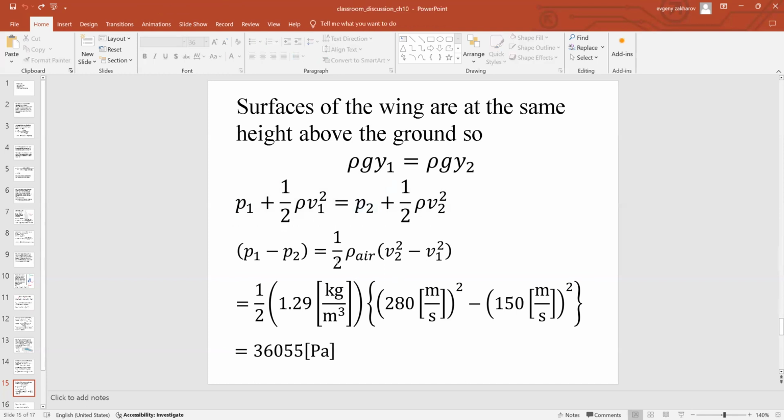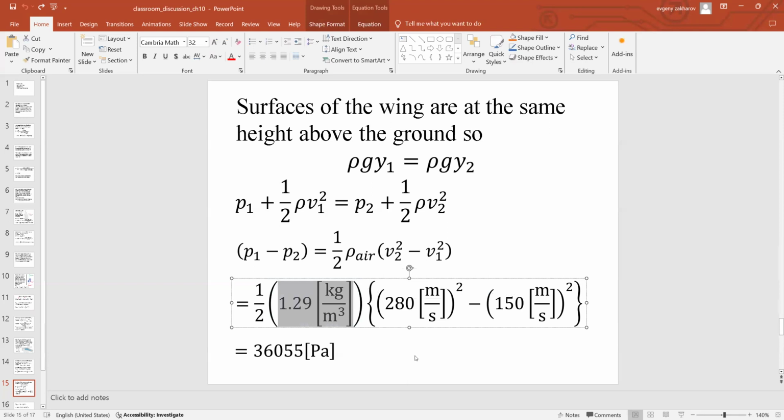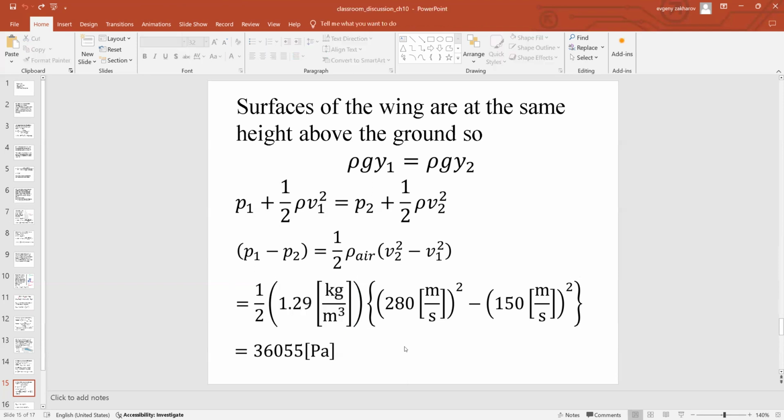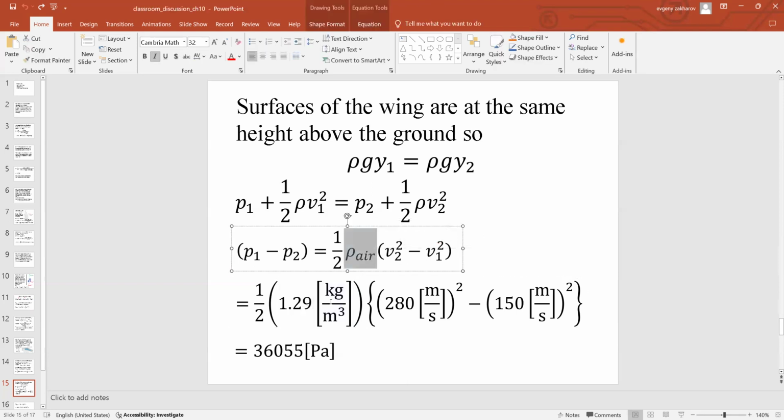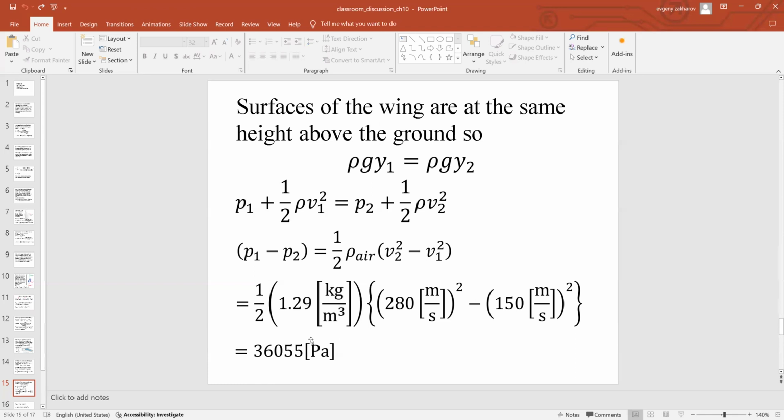You can see how the algebra works. You move P sub 2 to the other side, factor out the density, and you get, first of all, the density of air, which is about 1. Remember, the density of water is 1,000, and the density of air is about 1. It's 1.3 to be more specific, but it's just another thing to keep in mind. No matter what, the density of air is 1,000 times less than that of water.